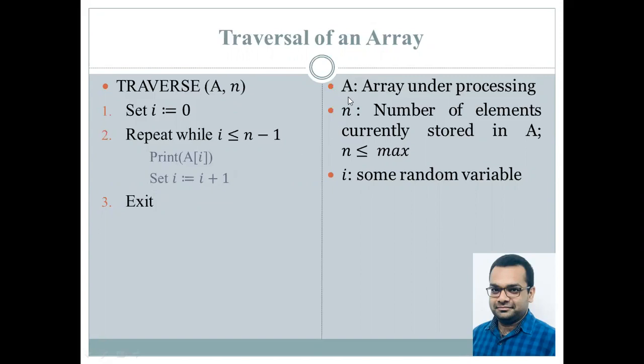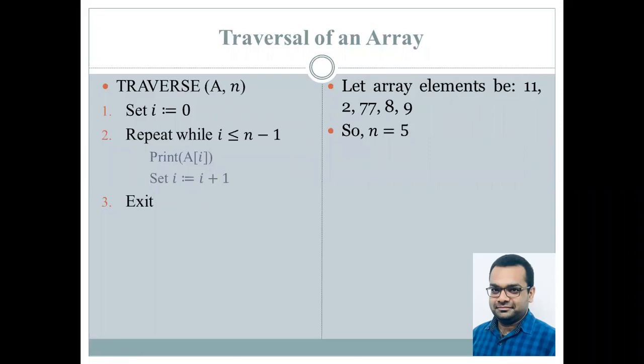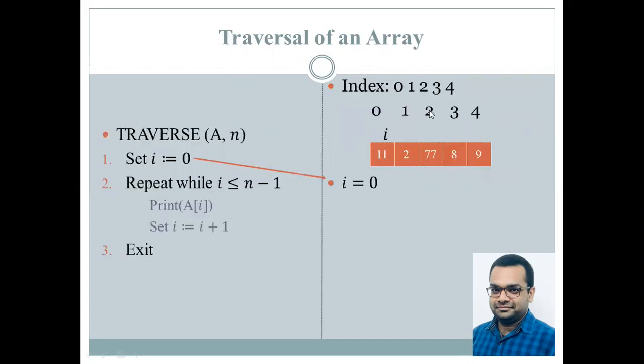Therefore, array A is the array under processing, n is the number of elements currently stored in the array, and as in our previous videos, we have always ensured that the value of n is less than the size of the macro, that is max. I is just a variable. Again, let the array elements be 11, 2, 77, 8, and 9. Therefore, the value of n is 5. The index goes from 0 to n minus 1, that is 4. The first statement executes, and we initially set the value of I to 0. Therefore, I now points to the first index.